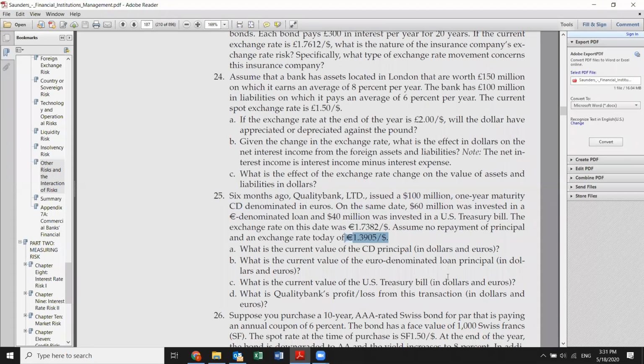So what we need to do is just multiply by the following exchange rates. So what we do here, let me just put it here. Our first question.